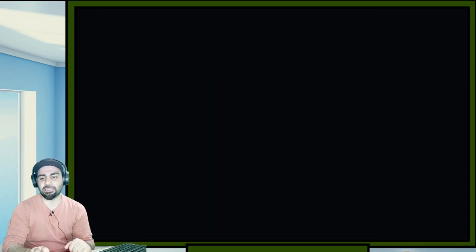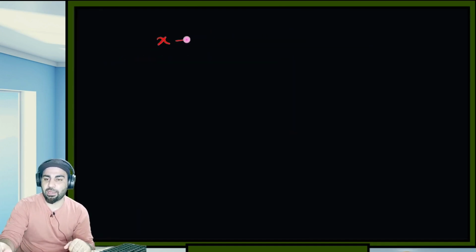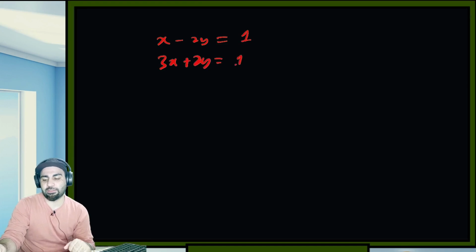Now let's take it to algebra. In order to take it to algebra, I can just write it like this. I can write x minus 2y. Let me again see the equations. x minus 2y is equal to 1, and 3x plus 2y is equal to 11.